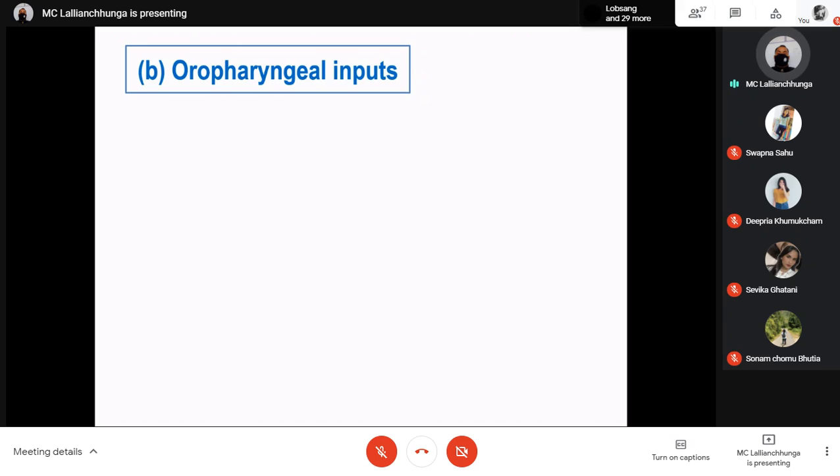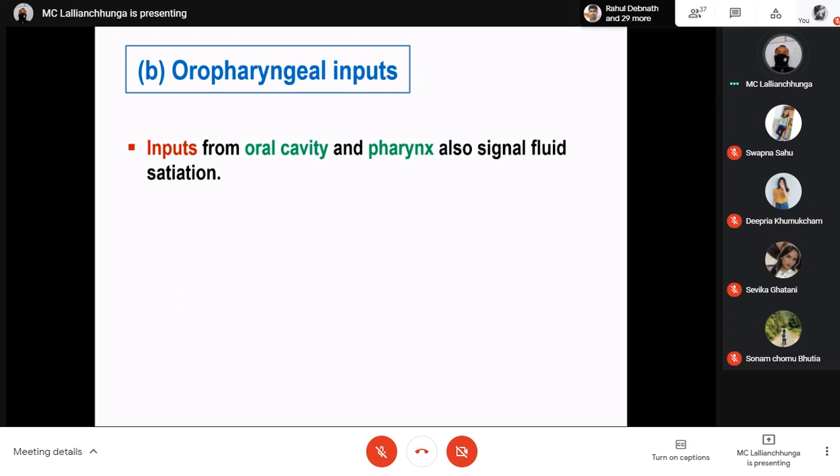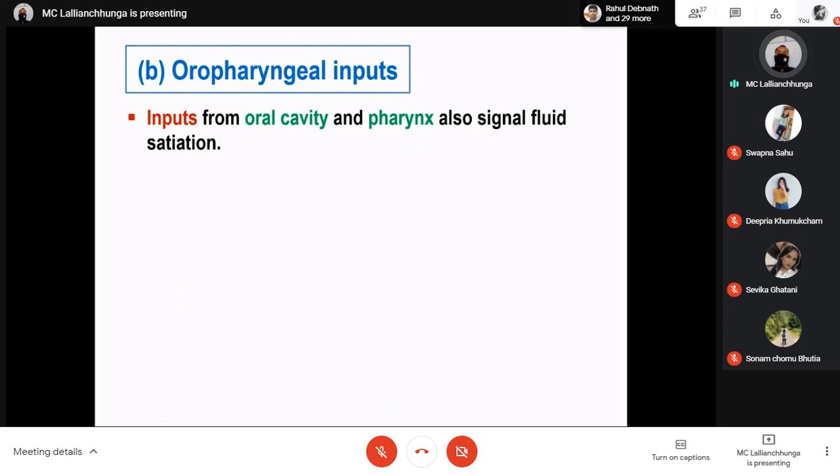So number two, under pre-absorptive inputs, oropharyngeal inputs. These are inputs from the oral cavity and pharynx. Inputs of water in the oral cavity and pharynx also signal fluid satiation.